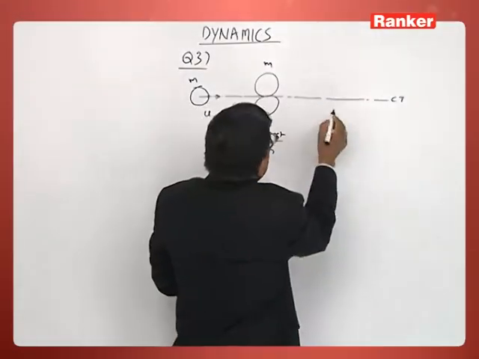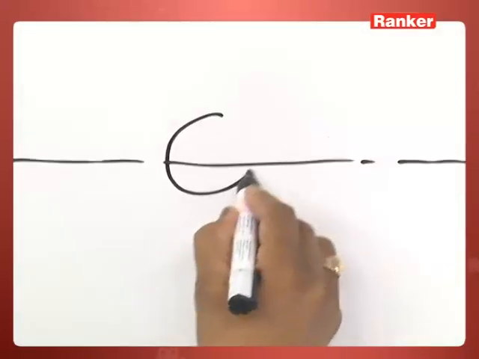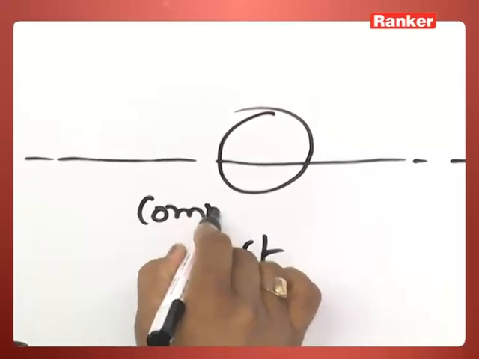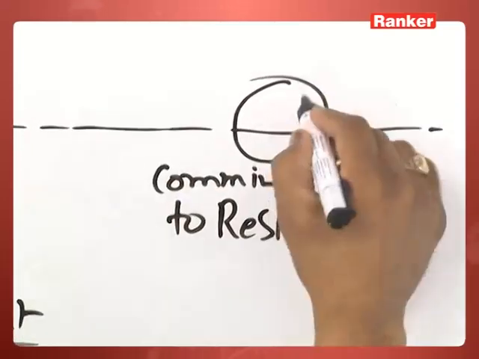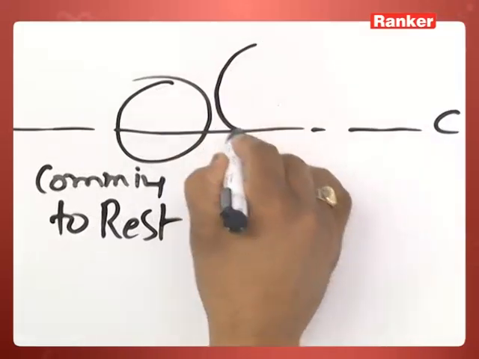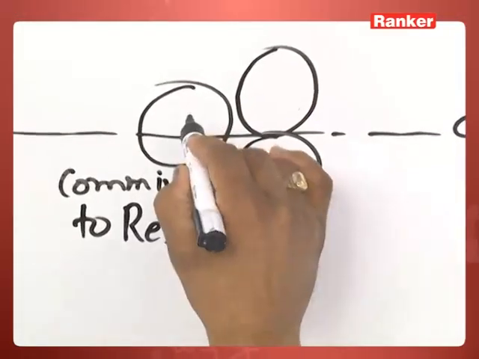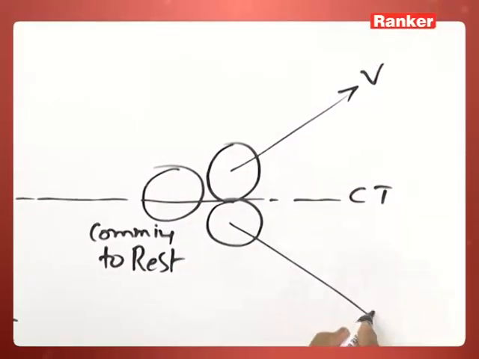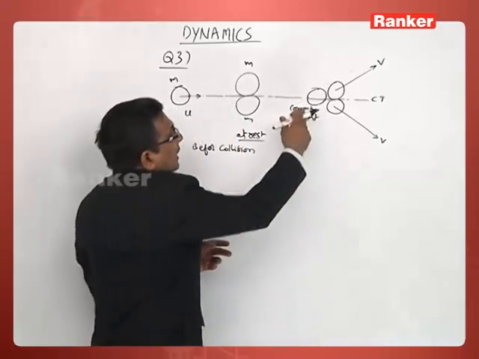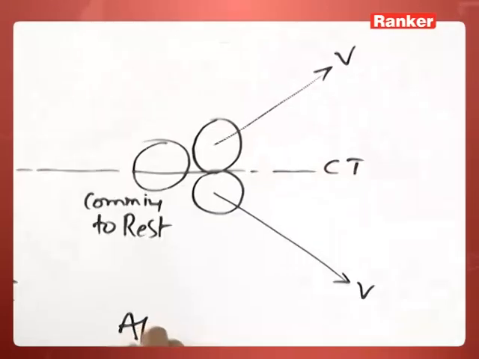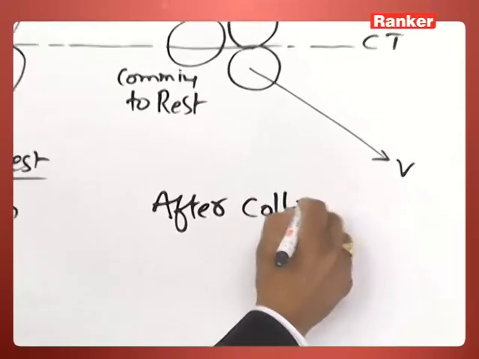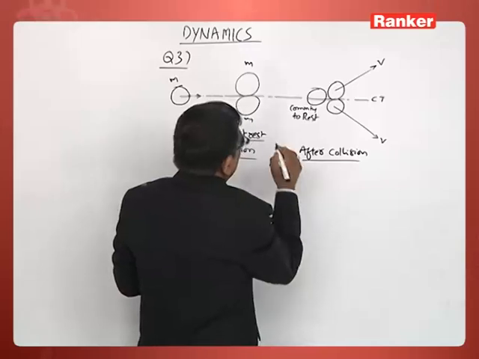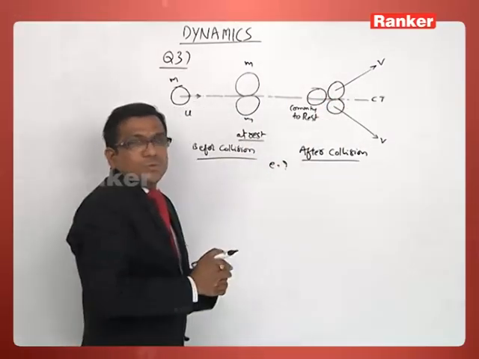Then after collision, what happens? This ball comes to rest. But these two balls, which it collided with symmetrically, move in these directions, each with a velocity say v, and this one comes into rest. This is the situation after collision. Now, in this entire episode, we want to calculate the coefficient of restitution between the balls.